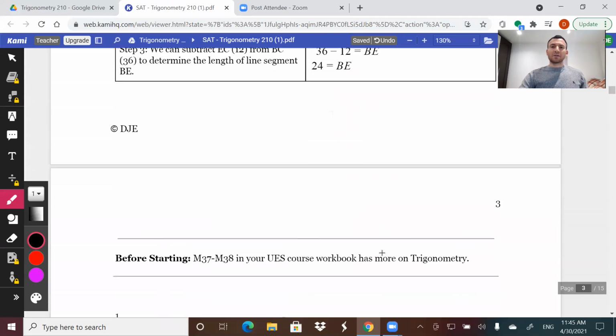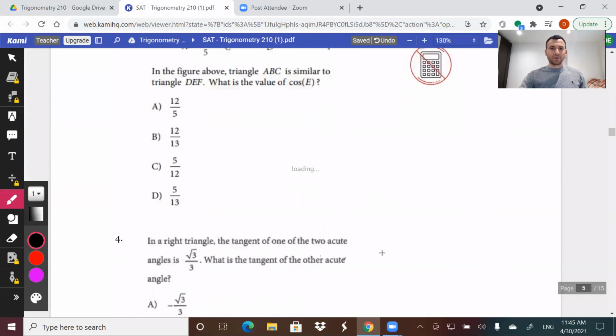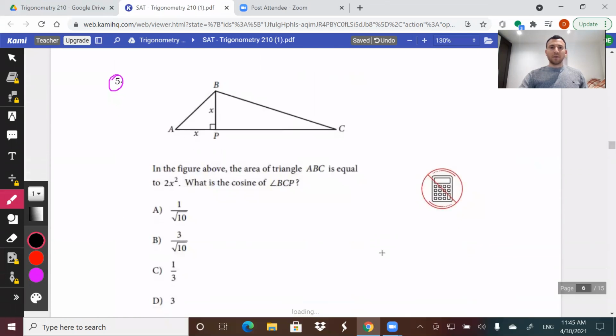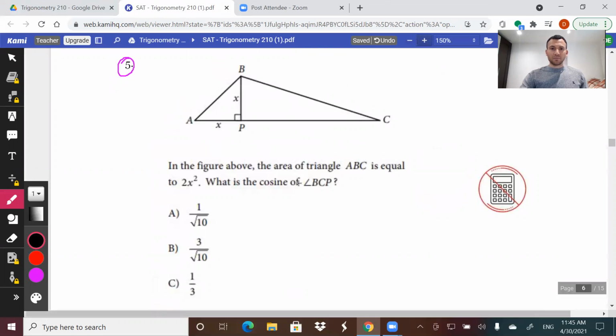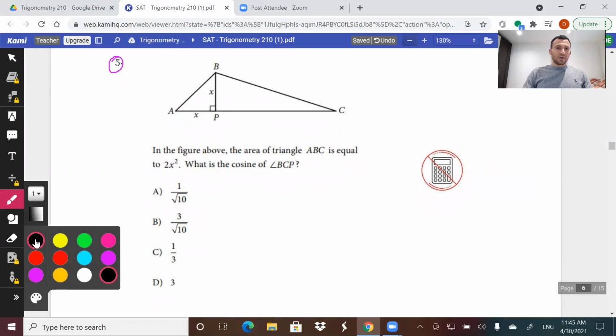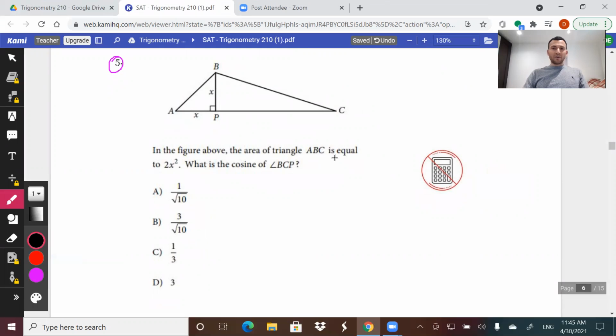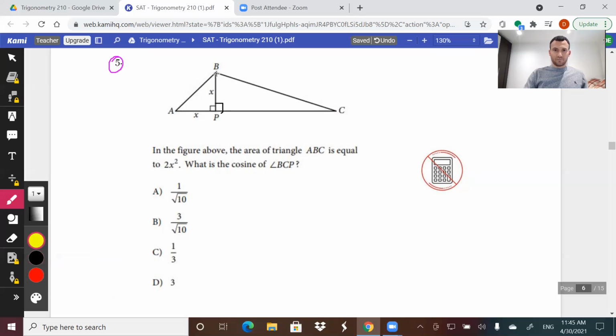So anyway, let's look at one of these problems from the test. I've picked out one that tends to really trip students up. It's number 5. And I've seen a few ways to do this. I'll show you what I think is the most straightforward way. Give you a second to look at the problem. What it says is, in the figure above, the area of triangle ABC is 2x squared. What is cosine BCP? So to know cosine of this right triangle here, I'm going to put it in yellow.